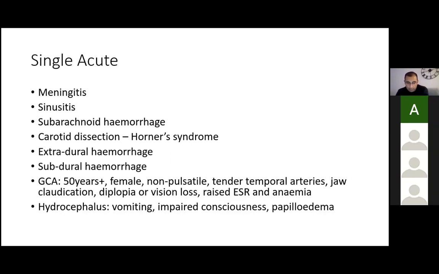Again, don't forget giant cell arteritis can cause a temporal headache, but there'll be non-pulsatile tender temporal arteries. They can get jaw claudication, visual symptoms, and they'll have a raised ESR. And again, hydrocephalus can cause an acute onset headache, vomiting, impaired consciousness, papilledema. So it's quite important when you think of acute onset headache to rule these things out.